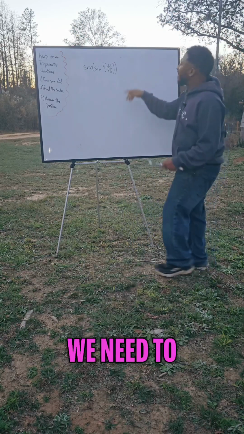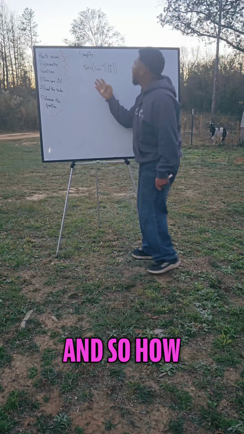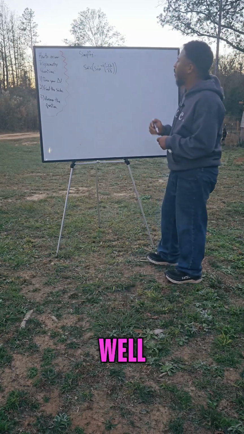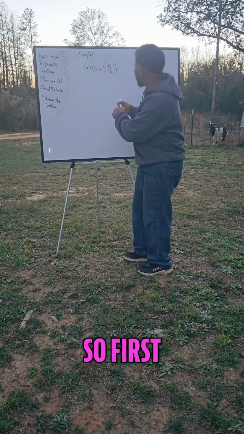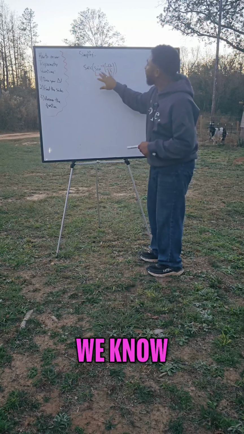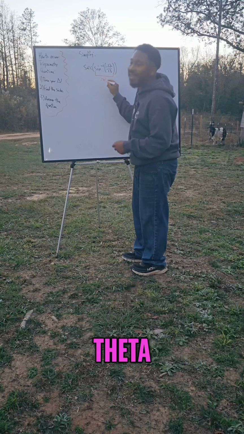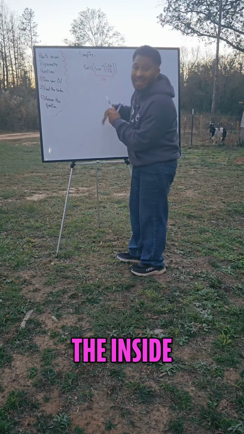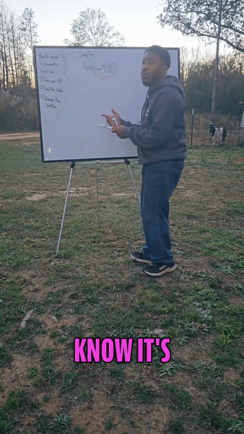So let's try this one. We need to simplify this expression. How we simplify it is by first noting, where is my triangle? How we find that is by starting from the inside and working our way out. First, they bring up this sine inverse part. We know sine inverses are some angle, so we'll call that angle theta. So here we're setting the inside equal to some angle, call it theta. We don't need to know what the angle is. We just know it's some angle.